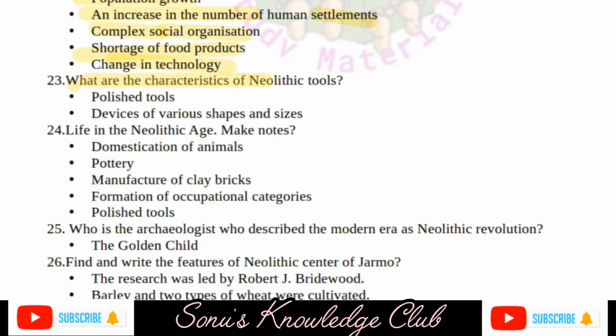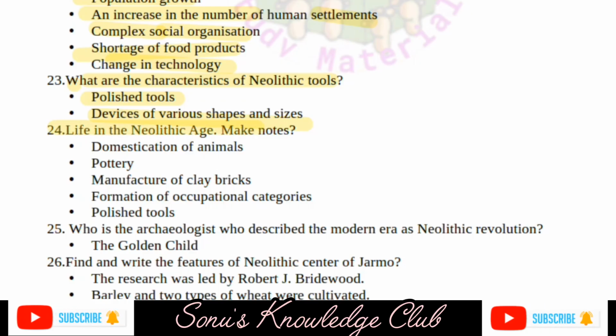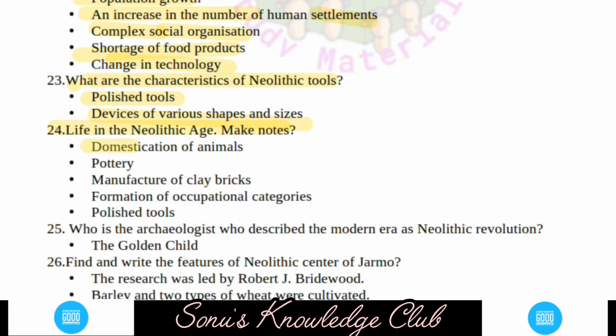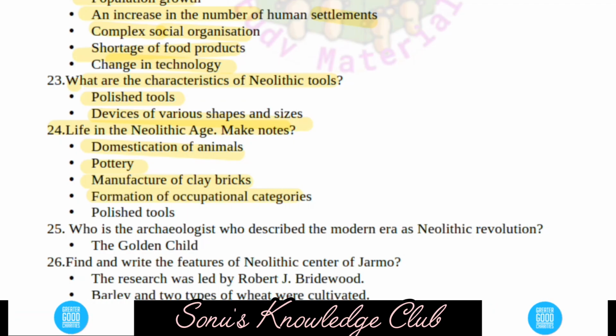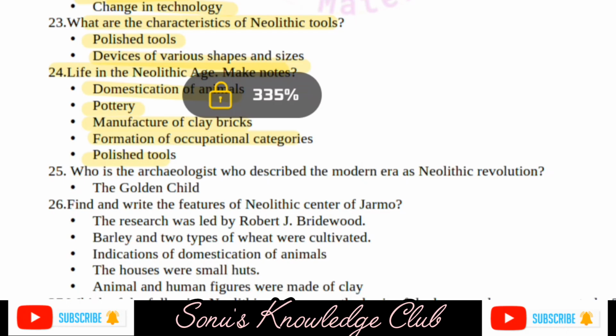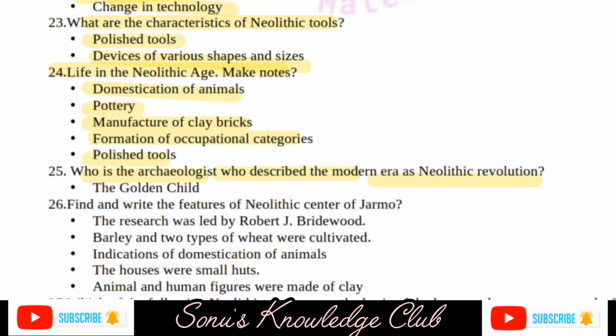What are the characteristics of Neolithic tools? Polished tools, devices of various shapes and size. Life in the Neolithic age, make a note: domestication of animals, pottery, manufacture of clay bricks, formation of occupational categories, polished tools. Who is the archaeologist who described the modern era as the Neolithic Revolution? Gordon Childe.